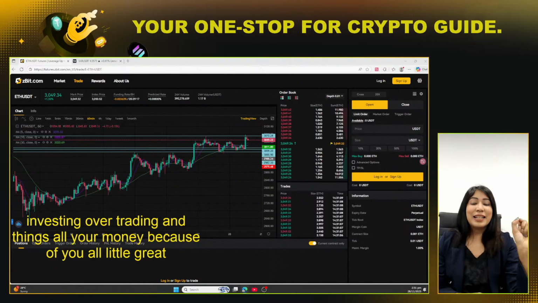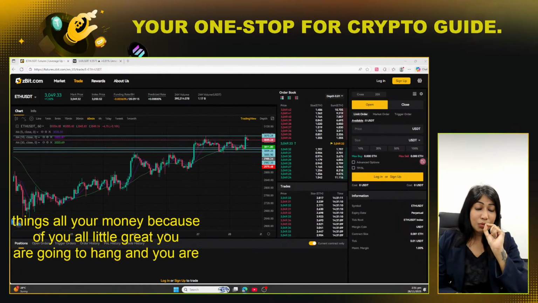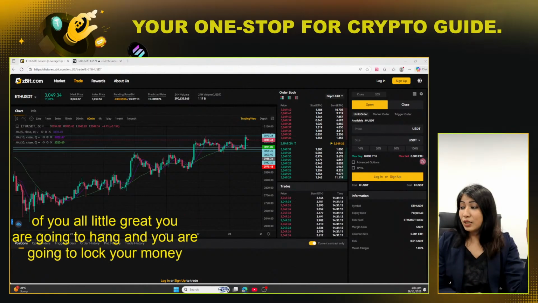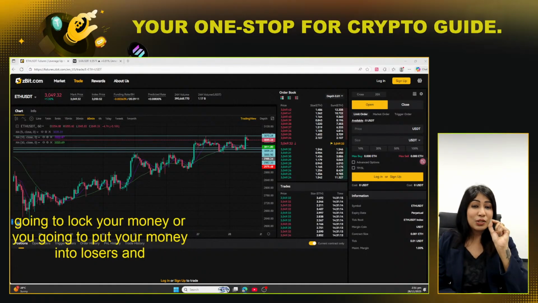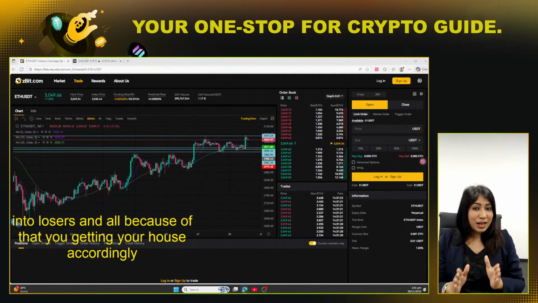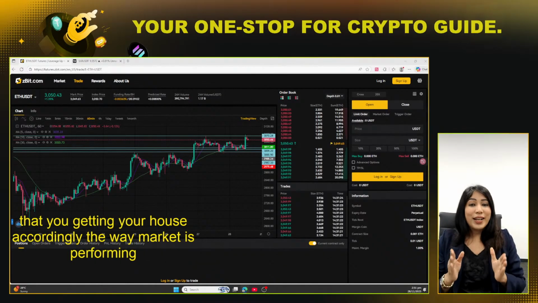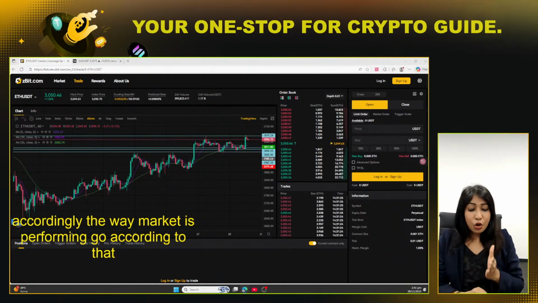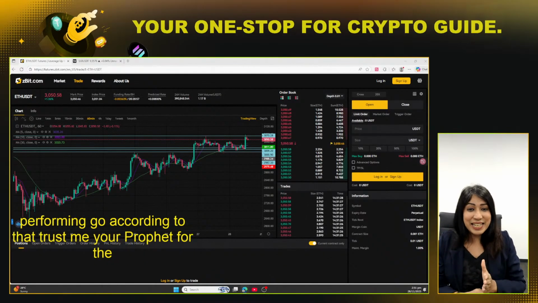You're going to get stuck and lock your money, or you're going to put your money into losses, all because of that little greed that you get into your heart. So that's why position yourself accordingly. The way the market is performing, go according to that. Trust me, your profit for the day is inevitable.